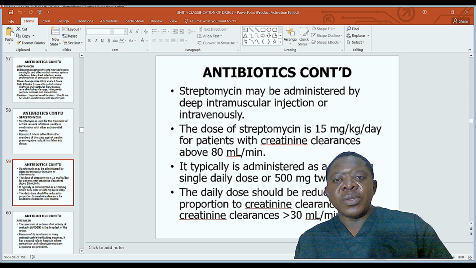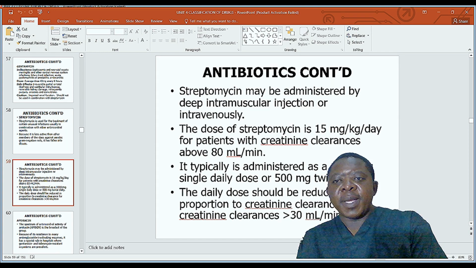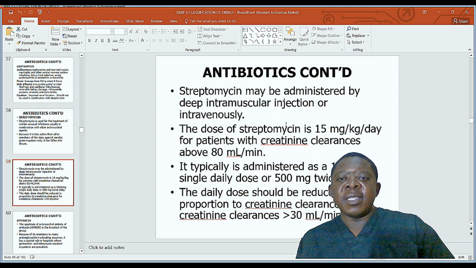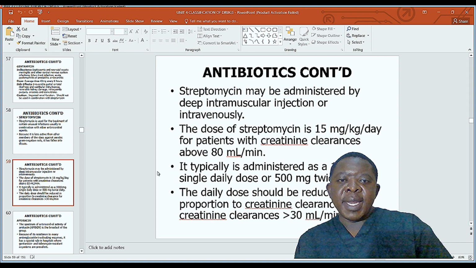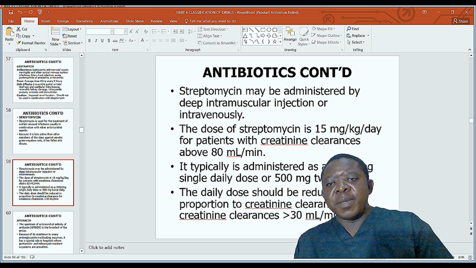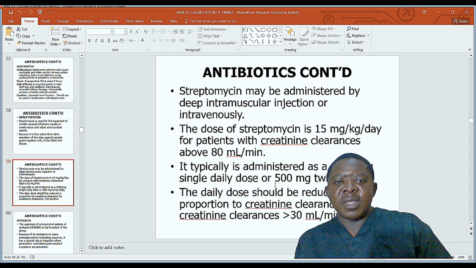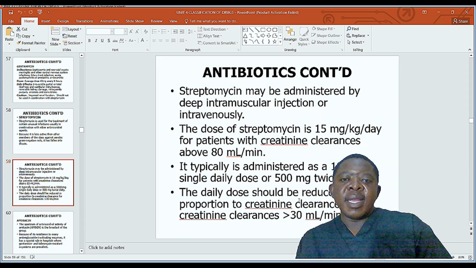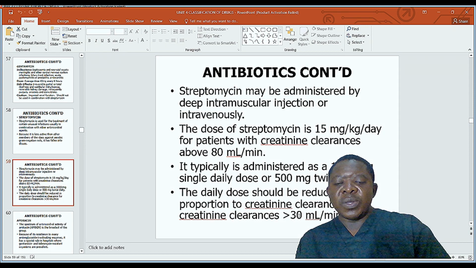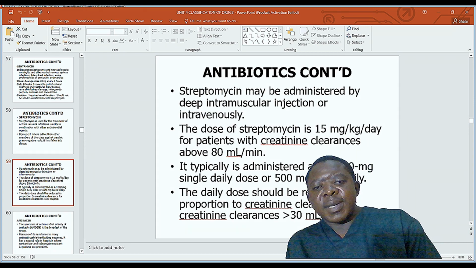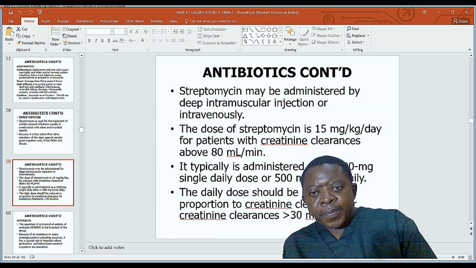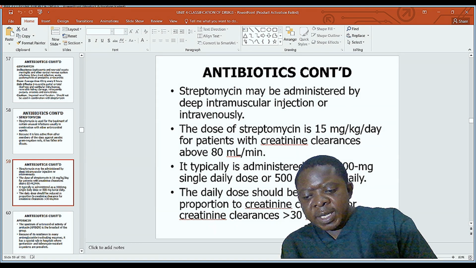The dose of streptomycin is 15 milligrams per kg body weight daily for patients with creatinine clearance above 80 mL per minute. It typically is administered as a 1000 milligrams single daily dose or 500 milligrams twice daily. The daily dose should be reduced in proportion to creatinine clearance, for creatinine clearance above 30 mL per minute.